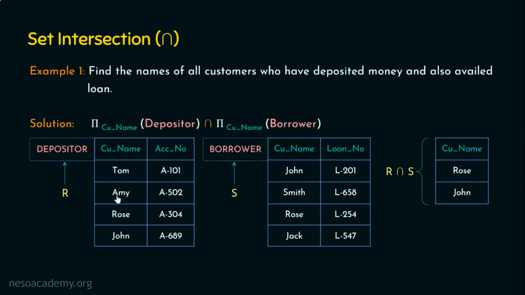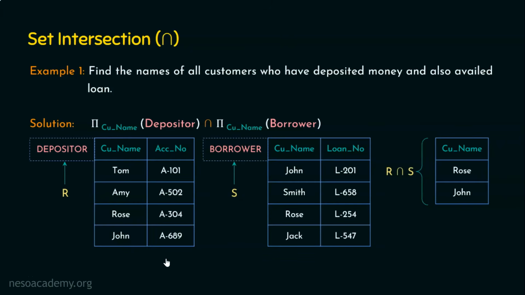Why not Tom and Amy? Because Tom and Amy are merely depositors but not borrowers. And what about Smith and Jack? Smith and Jack are just borrowers, not depositors. So set intersection can also be inevitable in certain situations. I hope this example is clear for you.